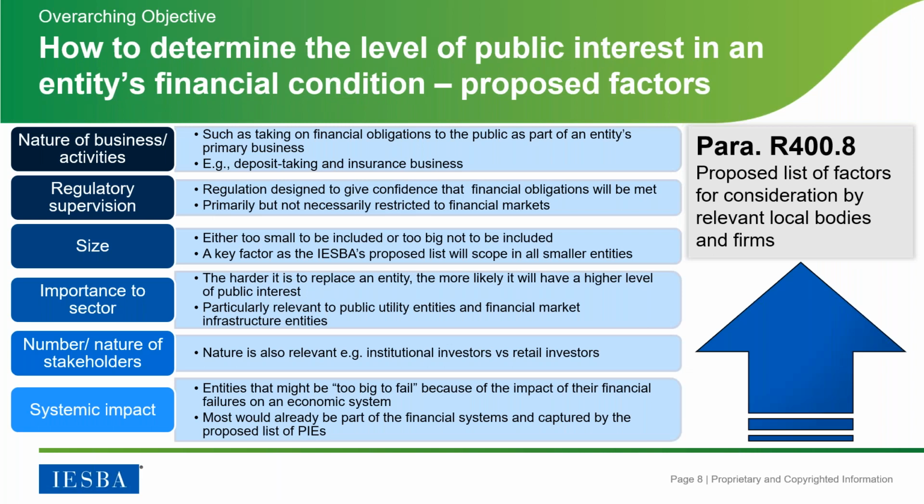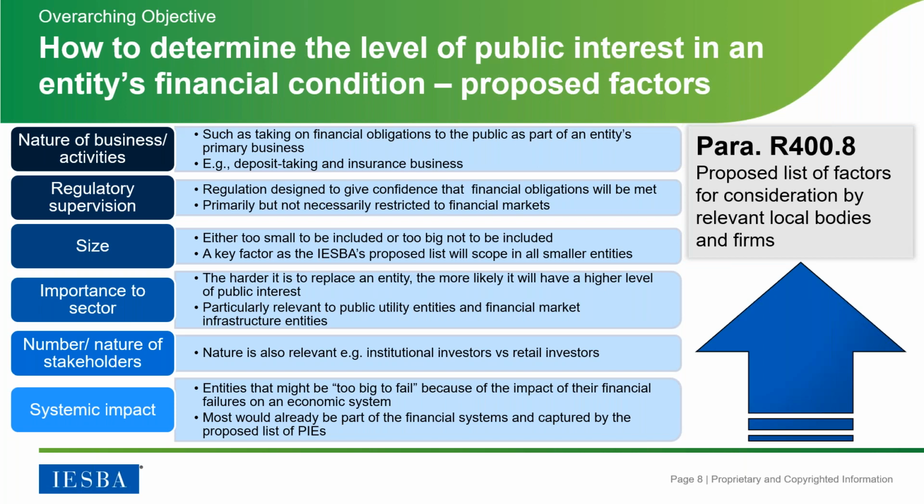In looking at how to determine the level of public interest, we proposed a number of different factors. Nature of the business is key, I think, to this, and in particular where we have businesses which, as a matter of course, take on significant, potentially longer-term financial obligations to the party as part of the entity's primary business. So, for example, deposit-taking and insurance businesses. Closely linked to that, but not necessarily completely overlapping, is the extent that something is subject to regulatory supervision, which in itself is designed to give confidence that financial obligations will be met.